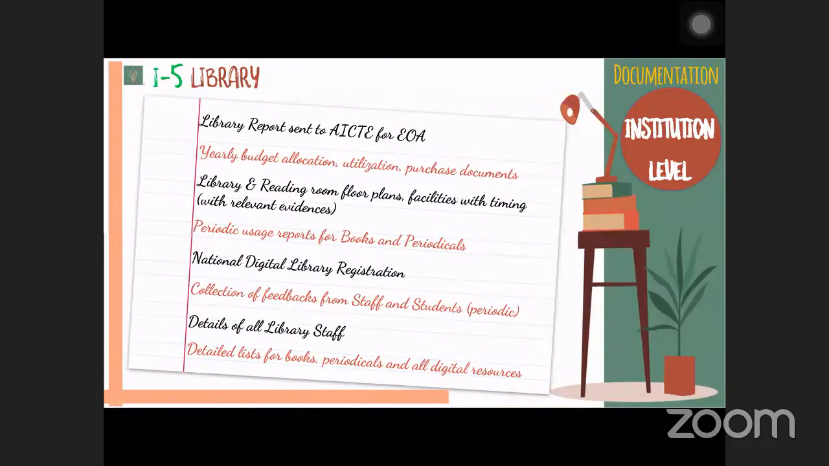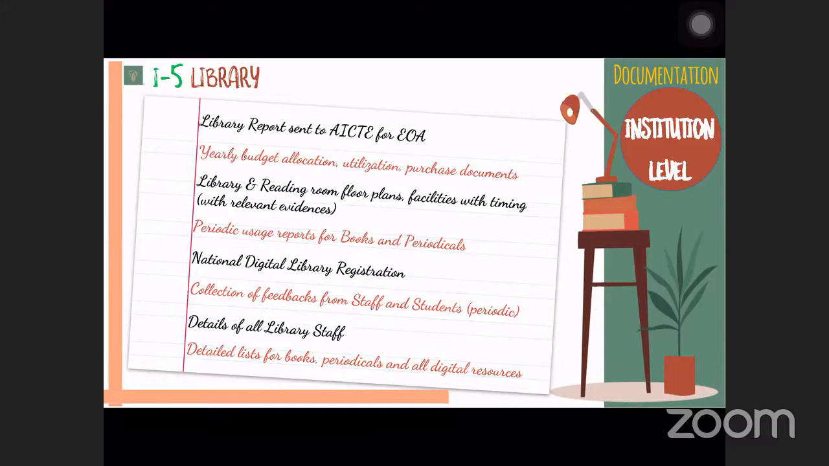Then library. Library is considered to be an independent institution within the institution itself. And that's why this file is so important. The library report sent to the AICTE for extension of approval. Every year we need to send the report of the institution to the AICTE for extension of approval. So the information which is library related in that report has to be available in hard copy in this particular library file.